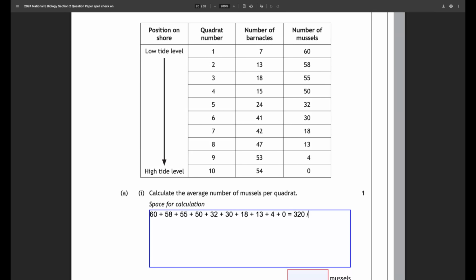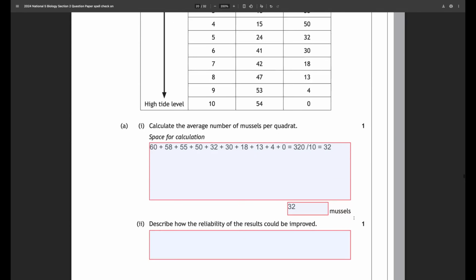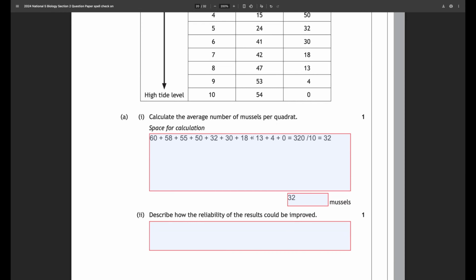However, to get the average, we have to divide by the number of values there are, and there are 10 values there. So 320 divided by 10 is going to give us 32. Okay, so that's how we work out the average there, 32 mussels. We add them all up and we divide by however many numbers we had there, which in this case was 10.